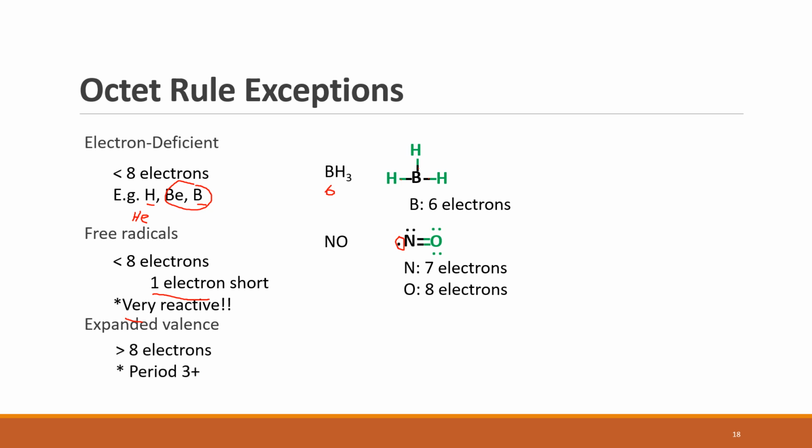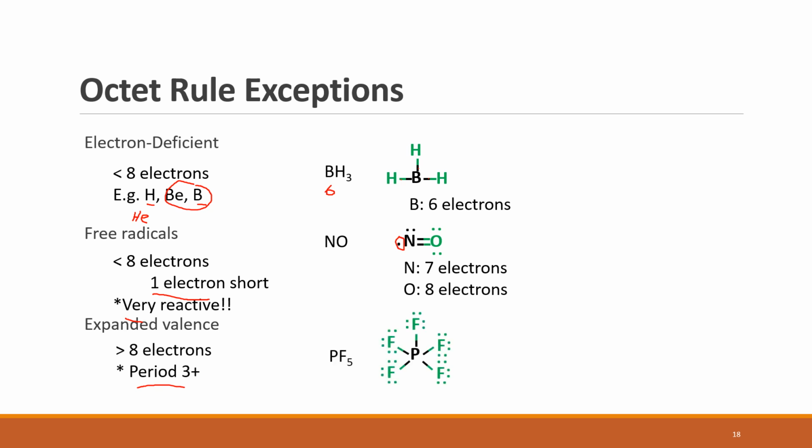The last exception is an expanded valence. We often call this an expanded octet. This is where we have more than 8 electrons present. This can only happen for elements in periods 3 or higher, and the reason for this is because once we get to the elements in periods 3 or higher, we are now adding in d shells, so the d block. So that means we have extra orbitals, d orbitals, that we can throw any extra electrons in if we need a cause for more than 8.